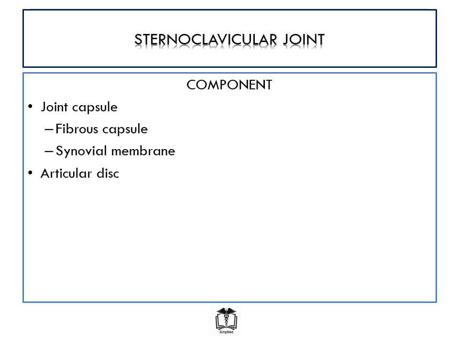Aside from the joint capsule, one unique feature about the sternoclavicular joint is the presence of an articular disc. This disc is present to, first of all, divide the sternoclavicular joint into two compartments, but secondly, the articular disc serves as the shock absorber for forces transmitted from the clavicle towards the upper limb.